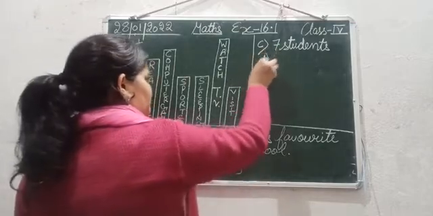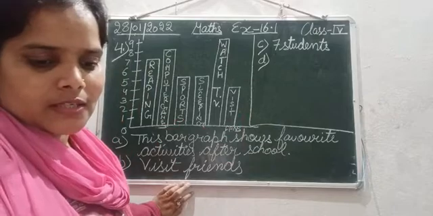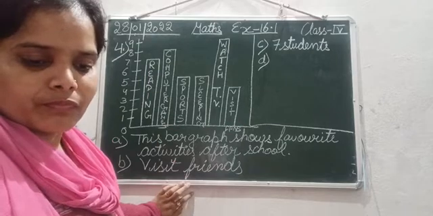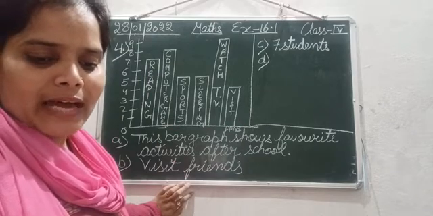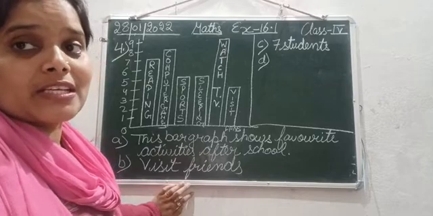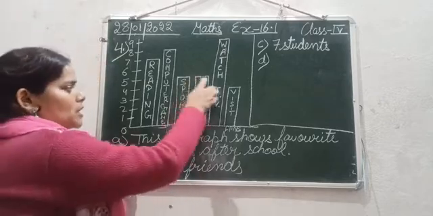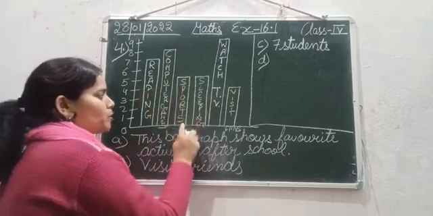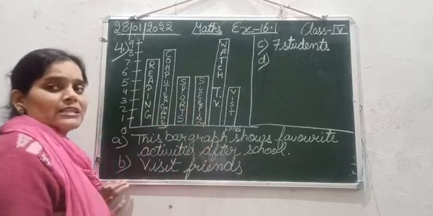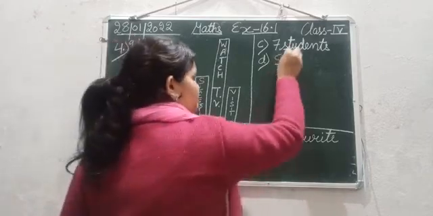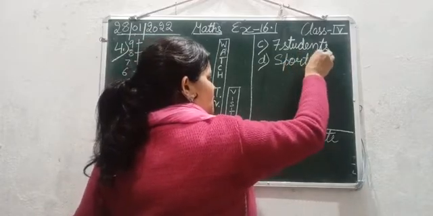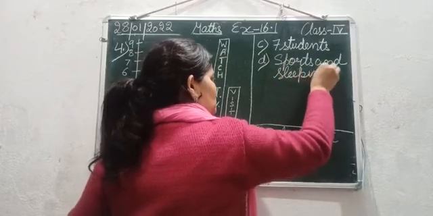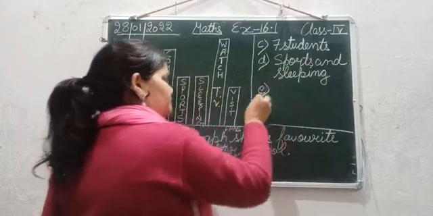The D is, which two activities have the same popularity? कौन सी ऐसी activity जिसकी same popularity है? So these two activities have the same graph. That is sports and sleeping. So sports and sleeping have the same popularity.